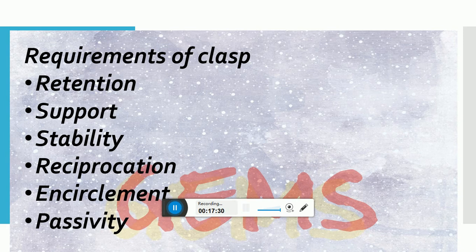And the clasp must encircle 180 degrees, or half of the circumference of the tooth. Understood? Next comes passivity.